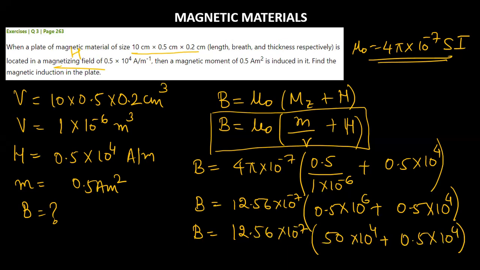Now you can see both terms in the addition have 10 raised to 4, so you can directly add 50 plus 0.5, which will be 50.5, with 10 raised to 4 taken common. Always make sure in your bracket term the 10 power is the same. Until your 10 power is the same, you cannot add. Same goes with subtraction. So I can take 10 raised to 4 common, and the addition of 50 and 0.5 will be 50.5, and the final answer I will get is 6.286 Tesla. Next.